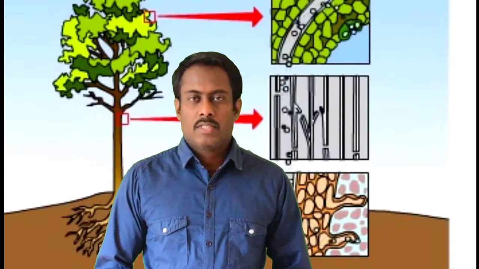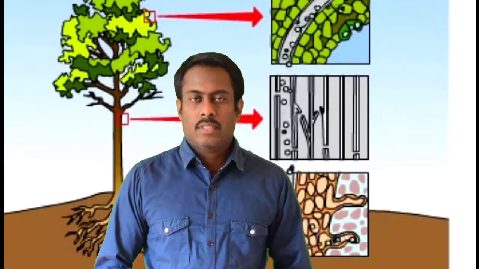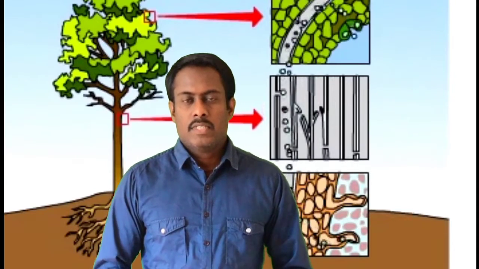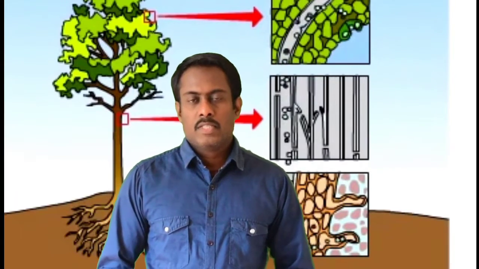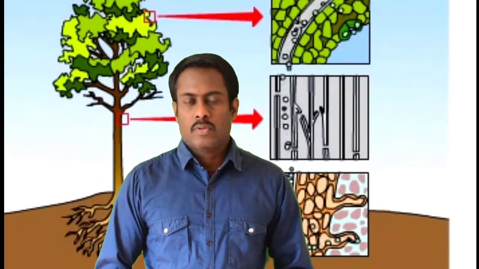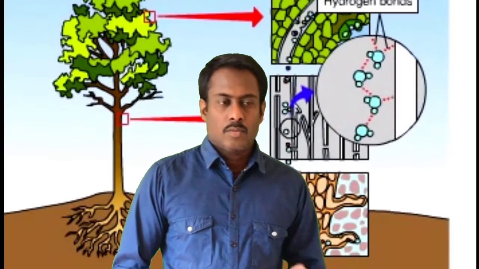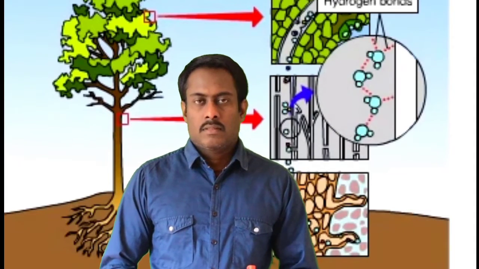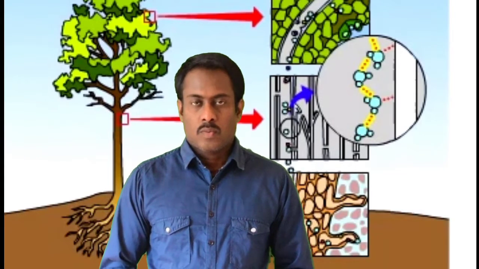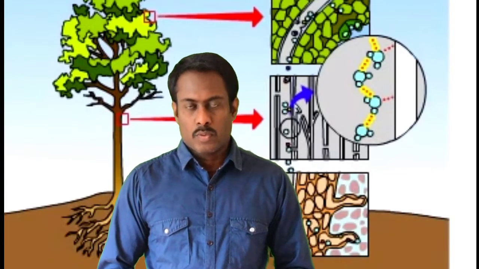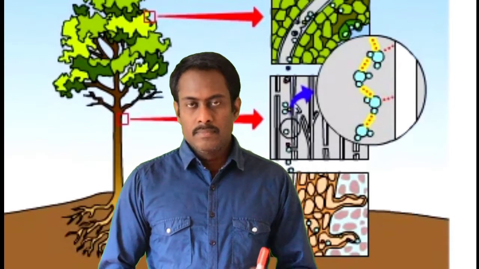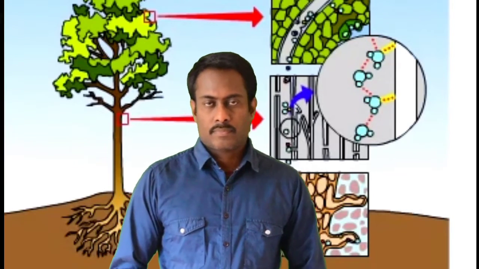We are going to discuss how things are transported in plants, transportation in plants. In the previous class we learned how the necessary things for photosynthesis are obtained by plants. The raw materials are obtained from the surroundings of the plant: water and minerals from the soil, carbon dioxide from the atmosphere, sunlight, and then the chlorophyll.